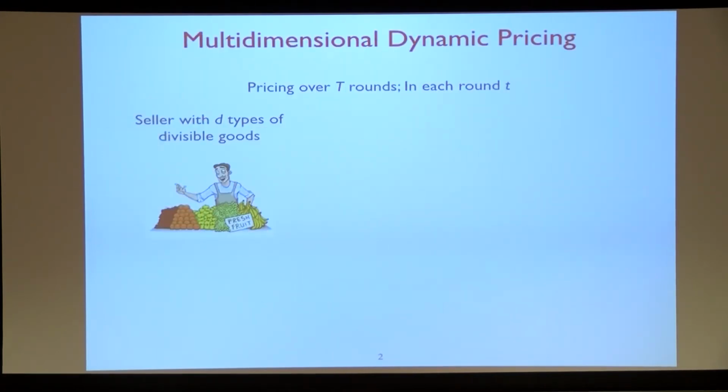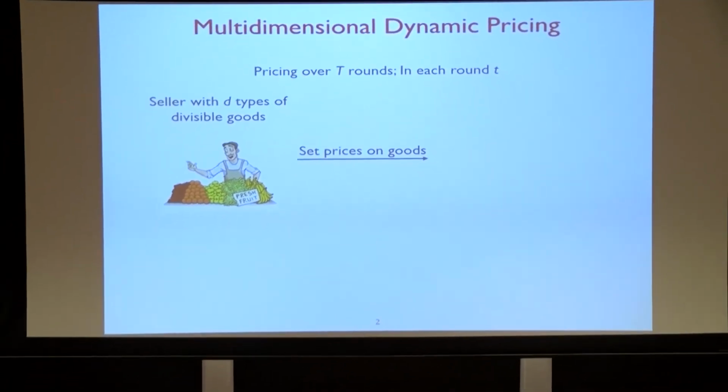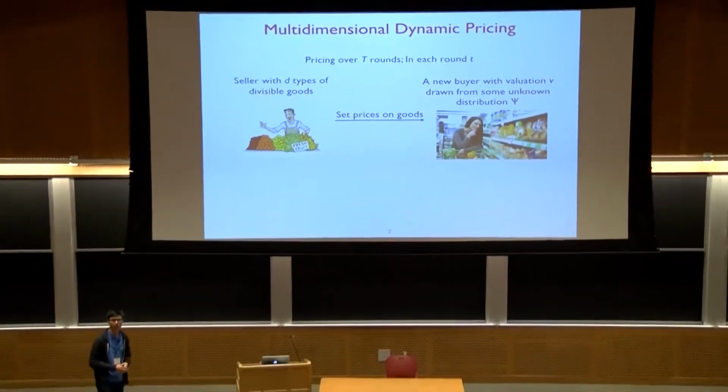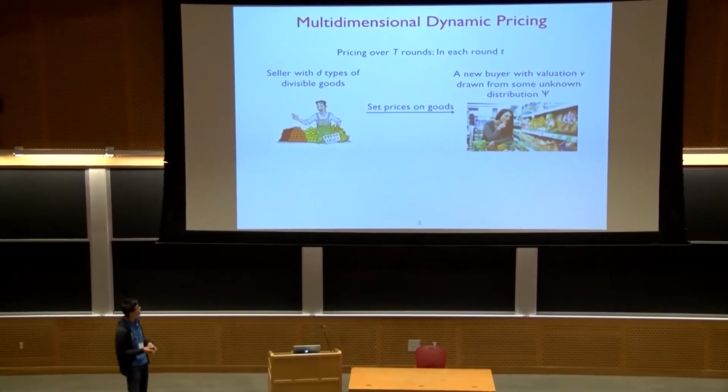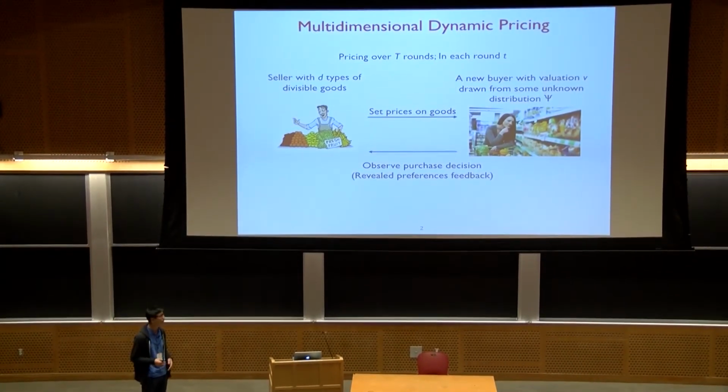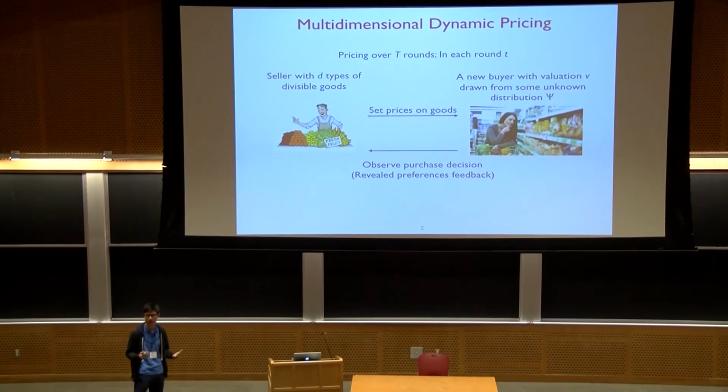In this paper, we think about the problem of what we call multidimensional dynamic pricing. The pricing happens over T rounds, and in each round t, you can think of a seller who is selling d different types of divisible goods. He sets a vector of prices on these different types of goods, and a random buyer with her valuation drawn from some unknown distribution shows up, looks at these prices, and decides to buy something, a bundle of goods. This is sometimes called revealed preferences feedback.